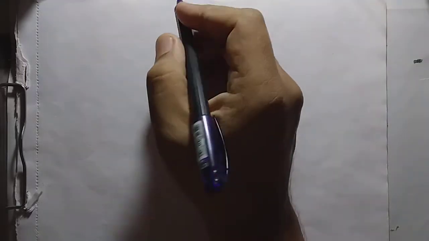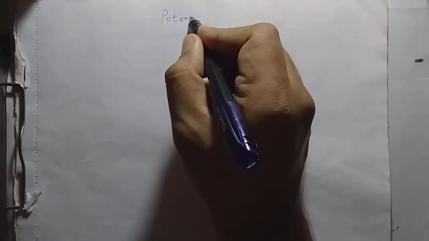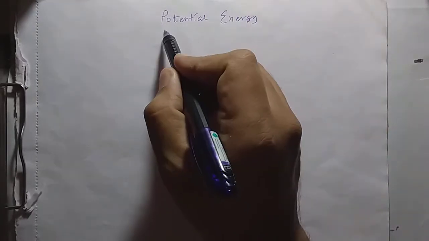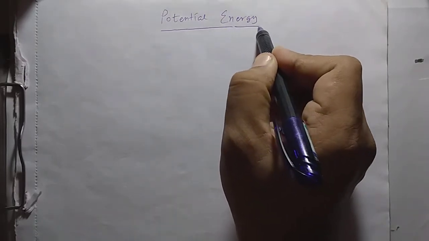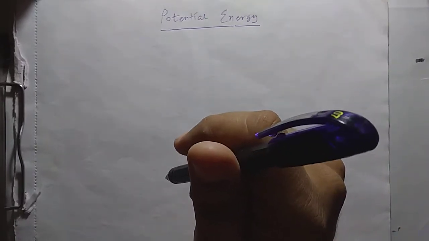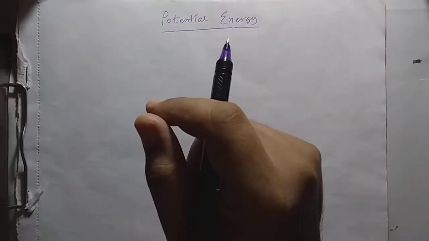Today we are going to discuss potential energy. Potential energy. So, an object can also acquire the capacity to do work because of its position or shape.